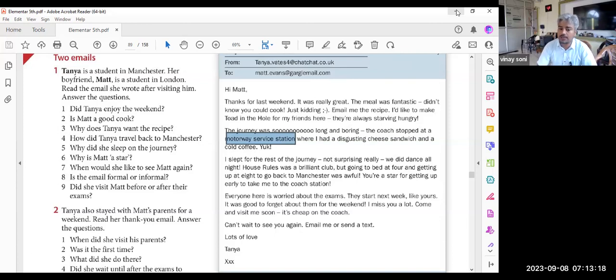I slept for the rest of the journey. Not surprising, really. We did dance all night.